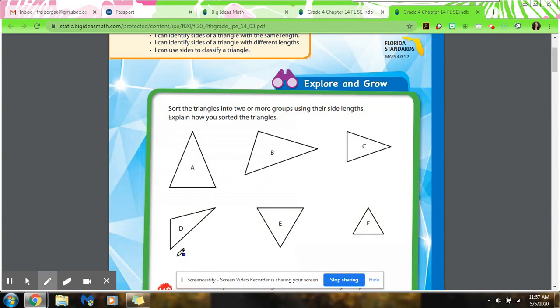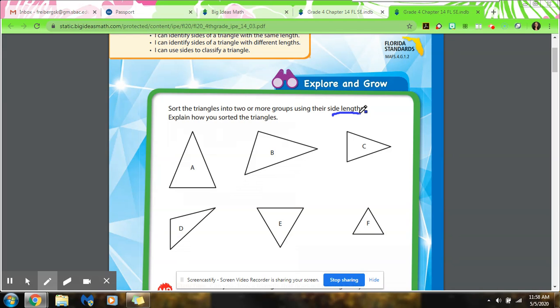Guys, this is going to be for lesson 14.3, which is to classify triangles by their sides. So when we're looking at these triangles, you really have to look at, are they longer, are they shorter, are they exactly the same, are two of them the same, are none of them the same, or are all of them the same? So we're really going to be looking at the sides and how long they are, and we're going to use that with their side lengths.